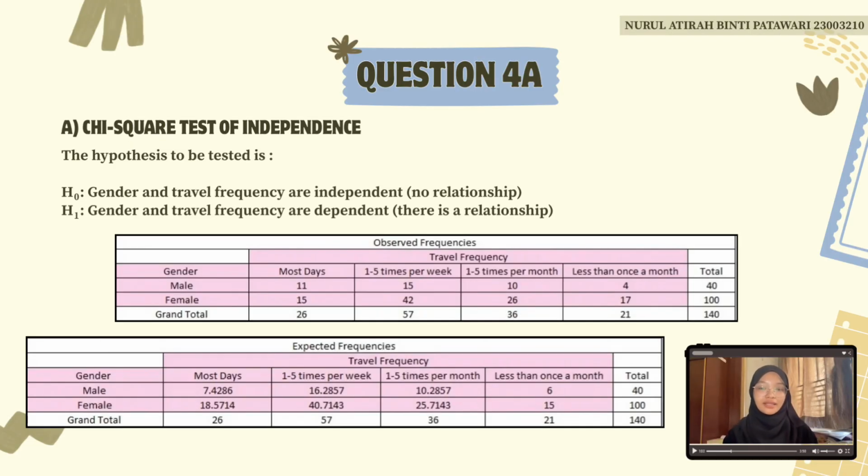Hi, I am Atira and I am responsible for question 4, A and B. So for the first part in question 4, I conducted a chi-square test of independence to test whether there is a statistically significant association between gender and travel frequency.